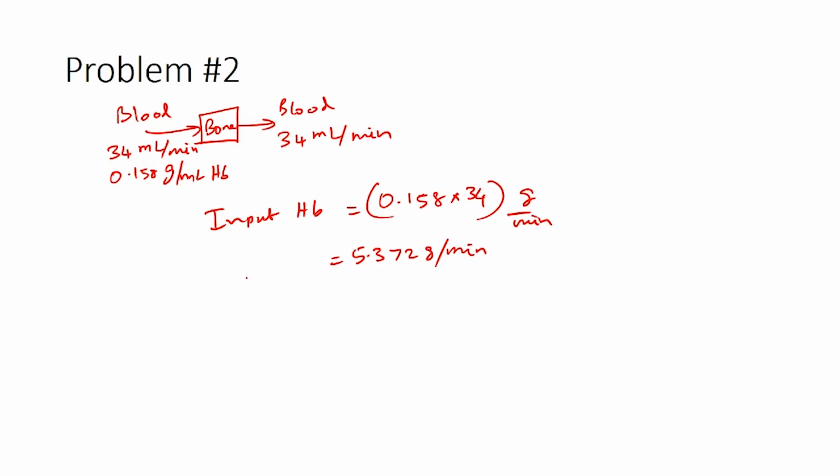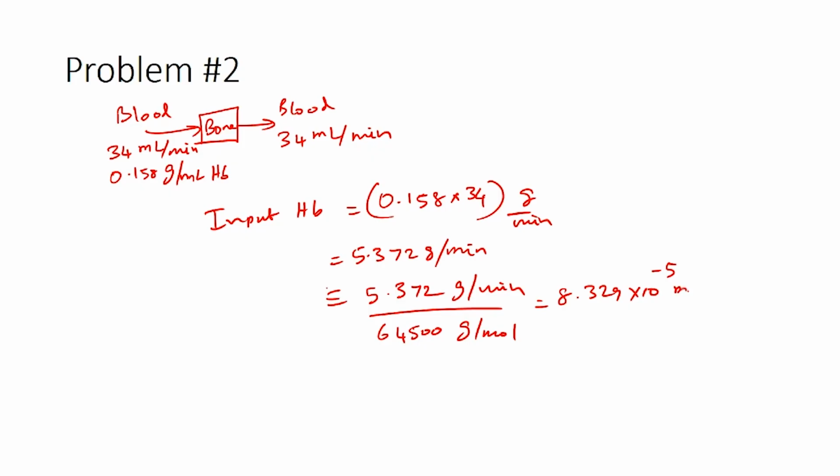So, we now have the mass of hemoglobin which is entering the system. However, we know that 4 molecules of oxygen are attached to 1 molecule of hemoglobin at 100% saturation. So, we need to know the number of moles of hemoglobin, so that we can calculate the number of moles of oxygen which is being carried by 100% saturated hemoglobin. For this we would have to convert the mass of hemoglobin to moles of hemoglobin, which we can do by using the molecular weight given to us. So, grams per minute divided by 64,500 grams per mole, giving us the molar flow rate of hemoglobin into the system as 8.329 times 10 power minus 5 moles per minute.